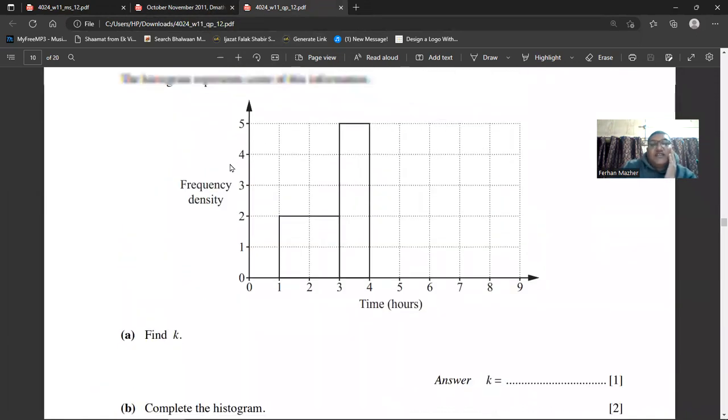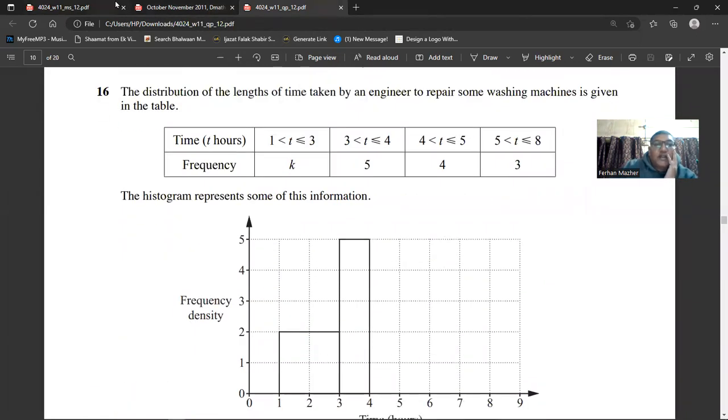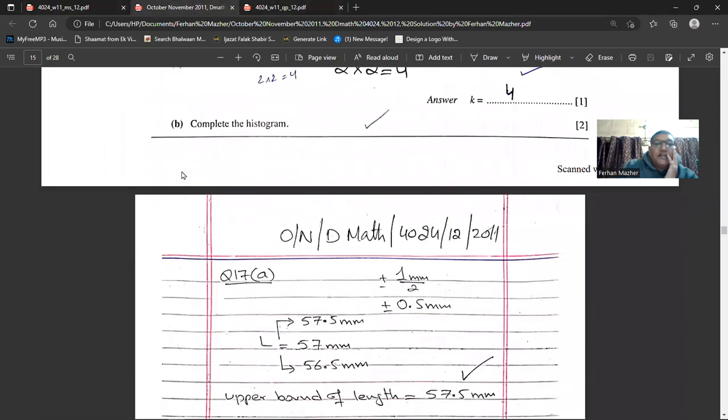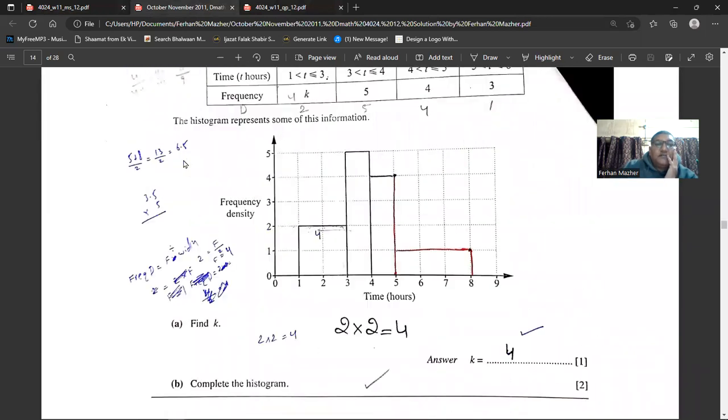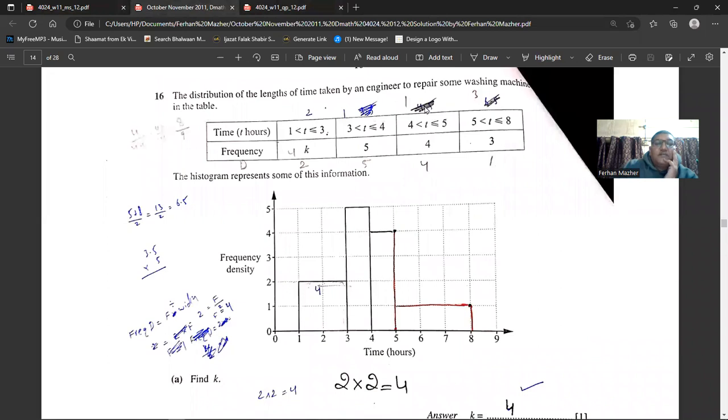He says complete the histogram. So we want to complete the histogram, and that is simple. Only these two, 4 to 5 and 5 to 8, are missing. You know the formula for the frequency density is frequency divided by the class width. The class width for this is 1, and the class width for this is 3: this minus this, this minus this.